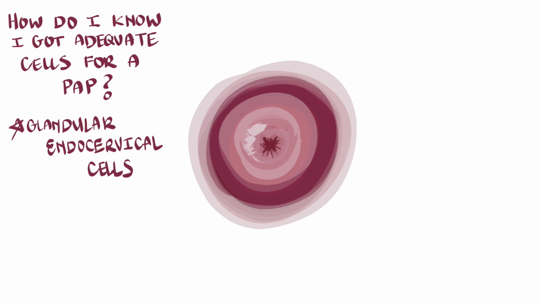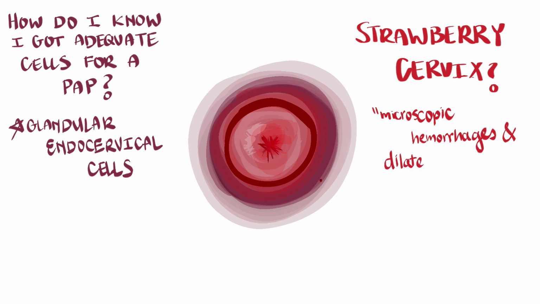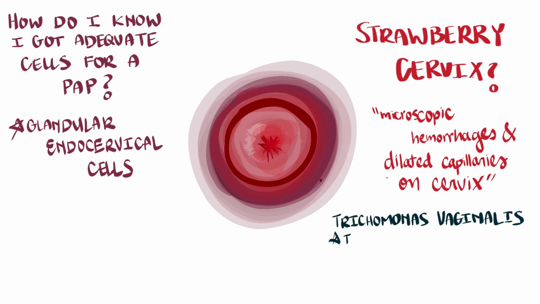Something else that comes up a bunch in real life and on tests is you're going to see microscopic hemorrhages and dilated capillaries on the cervix. Maybe if the exam people are feeling super nice to us, they're going to call it a strawberry cervix, but that's trichomonas, and you want to treat that with metronidazole.